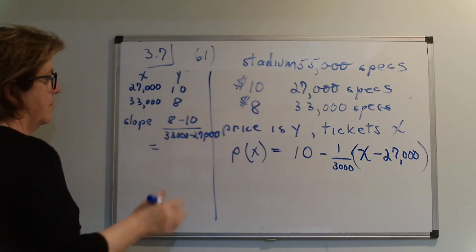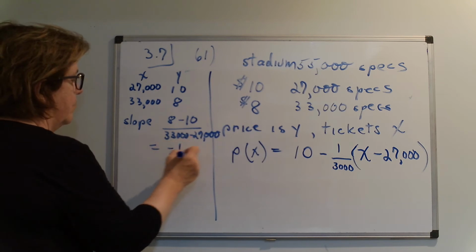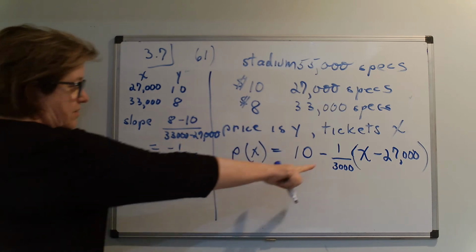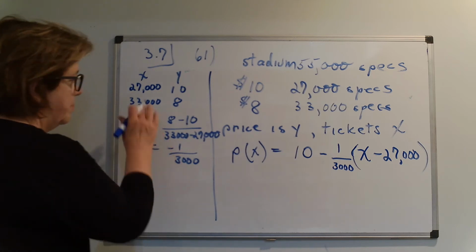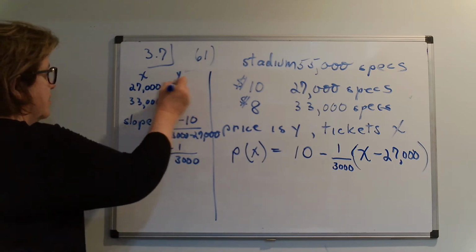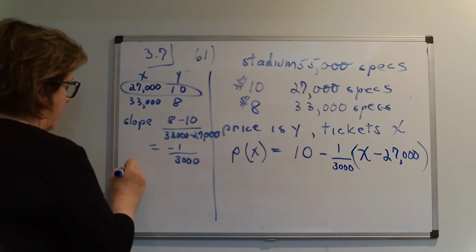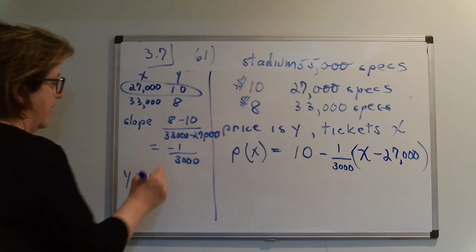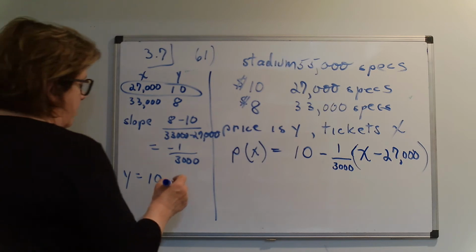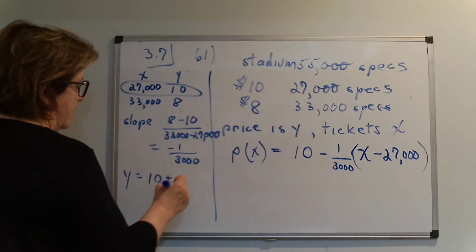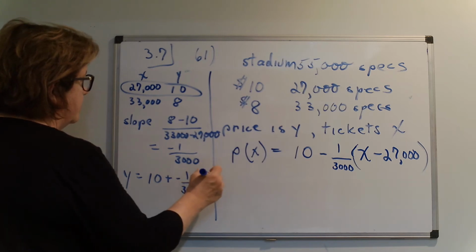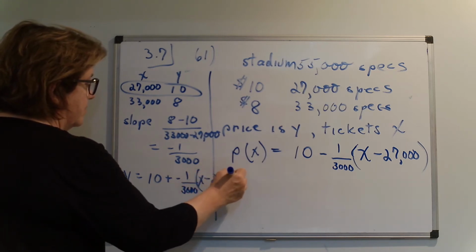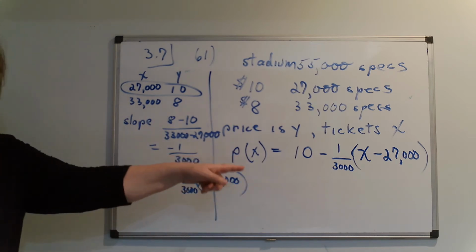Okay, so I do the math, I'm going to get negative 1 over 3,000. That's my slope. That's how much I have to go down for every 3,000 spectators. Then I put it in point slope form using, let's say, this point. Y minus 10, so I'm going to add 10 over there. Y minus 10 equals slope times X minus 27,000. That's exactly what we have here.